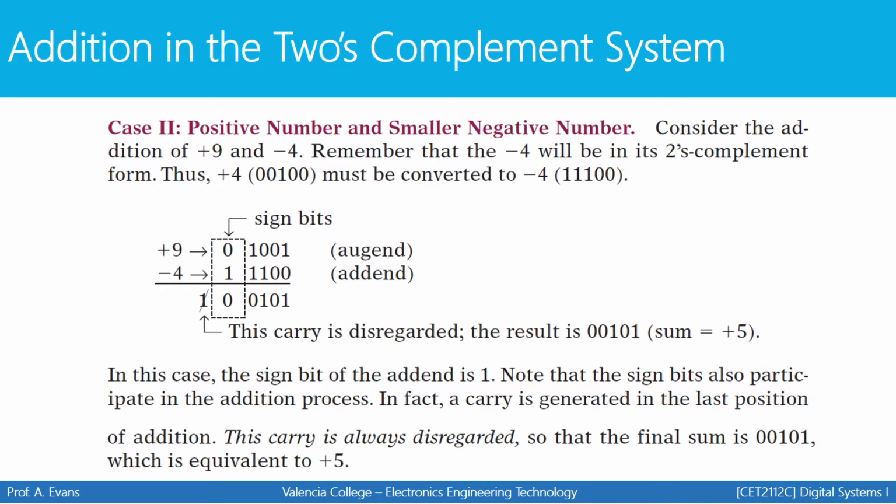Let's say that you have case number 2 where you have a positive number and a smaller negative number. So let's say that I'm going to add the numbers positive 9 and negative 4. Remember that negative 4 will be in the 2's complement form. Thus, we're going to represent the number negative 4 using the process that we discussed earlier, and you'll end up with 1110. This is one of the examples we've already done. So if I'm going to add 9 and negative 4, here's what that will look like. 9 plus negative 4. So here's my 9, 1001. Here's my negative 4 right here with my sign bit being negative. This is a 2's complement representation.